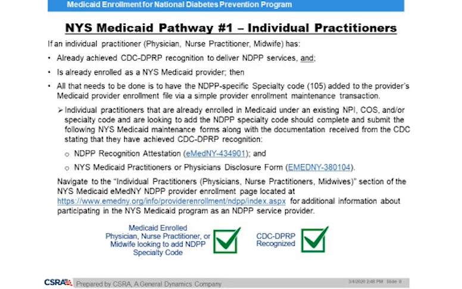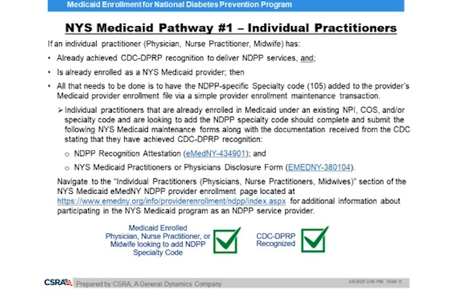So the next one, pathway 1. This is for individual practitioners. So if you're an individual practitioner, physician, nurse practitioner, midwife, you have that CDC recognition, you're enrolled in the program, you're jazzed up, you want to do it. This is excellent. This is where you want to be. So you're already enrolled. What we want to do then is just go through a simple maintenance transaction to add the NDPP specialty code, which is 105, to the provider's Medicaid enrollment file. And so we have the 2 links there to the required documentation. One is the physician disclosure form, which you would submit to add that specialty code, the disclosure form.